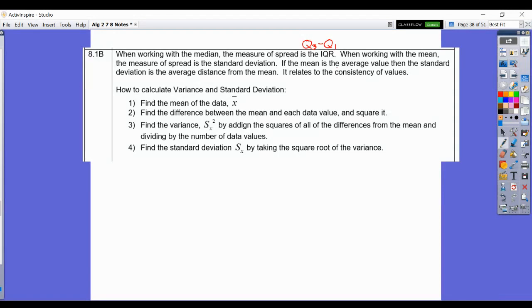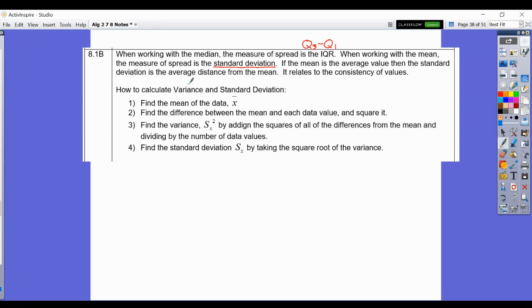Another measure of spread is standard deviation. And this is a huge tool in statistics that you need to understand where it comes from. So we're going to talk about that today. If mean is the average value, then standard deviation is the average distance from the mean. So you find the middle by finding the average, and then you figure out how spread out your numbers are from that center. It's going to tell us how consistent the values are. So when we look at different data sets, we'll be able to tell if they're really spread out or not. And to do that, we can just look at this one value called the standard deviation.